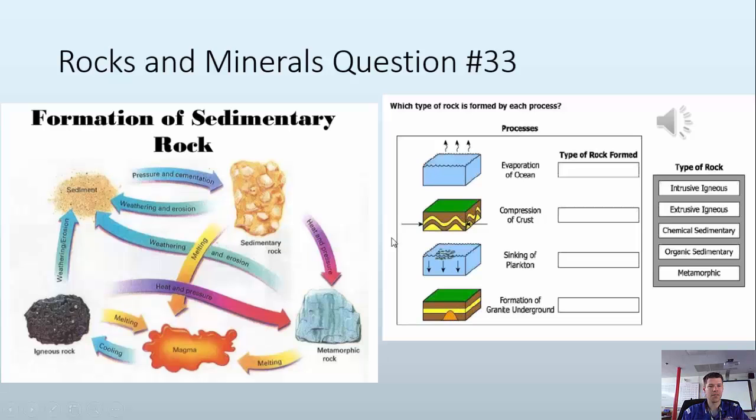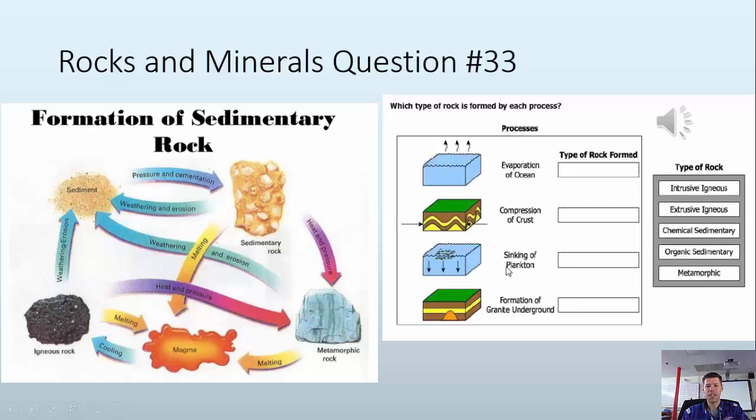So let's look at these kind of quickly here. So compression of the crust, metamorphic. Take metamorphic right there, heat and pressure. All right, formation of granite underground. This is the cooling of magma, so it's going to be an igneous rock. So is it intrusive or extrusive? The answer is an intrusive rock. So we're going to take that right down here.